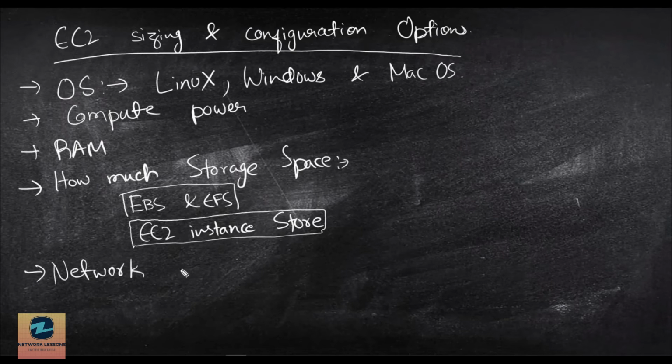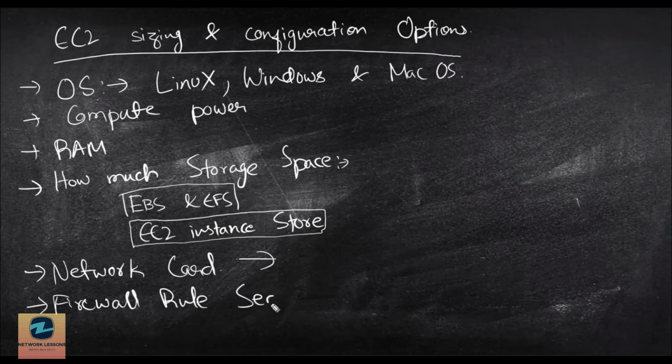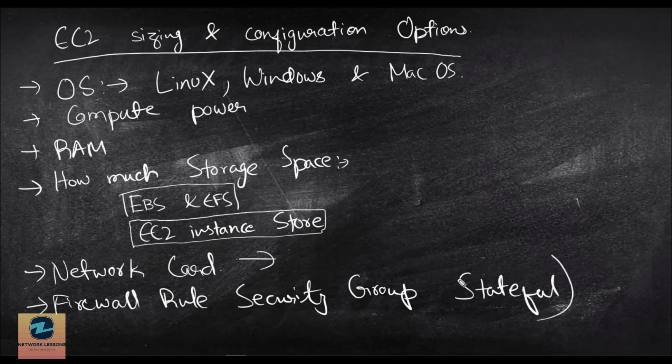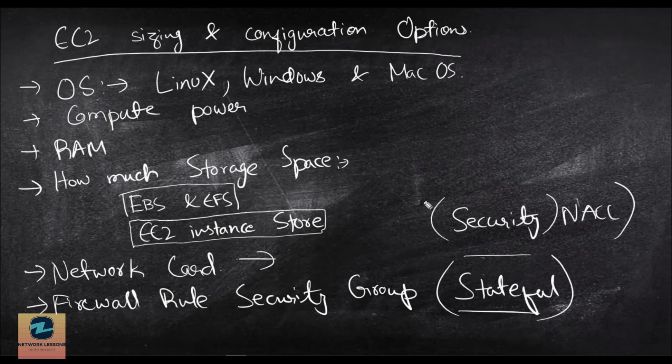Yeah, you have the network card. Based on the network card, you will have the network speed as well. And then you have the firewall rules, which are called the security group, right? Security group. Now, just to make you aware, these SGs are stateful in nature. We will talk about stateful and stateless when we reach back to the security group and the NACL, which is the network access control list, or the ACL, you can say. So we will discuss what are the stateful and stateless at that time.